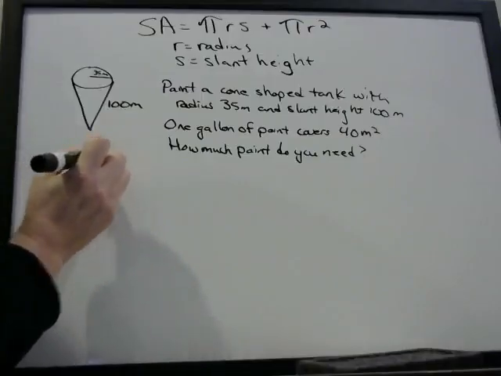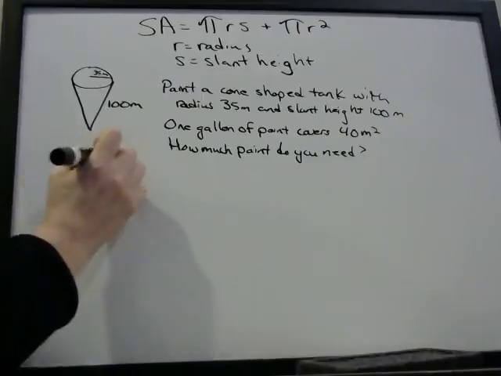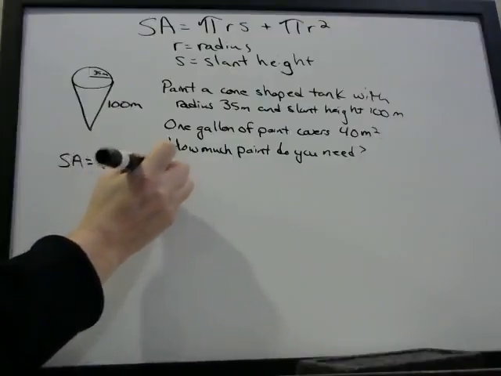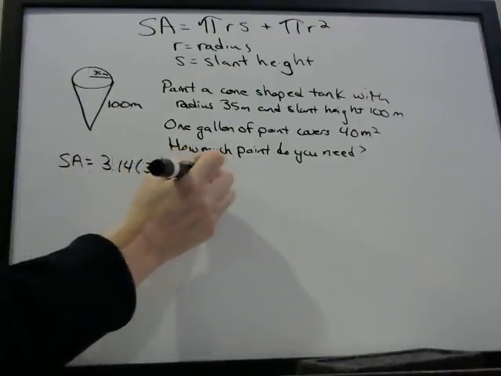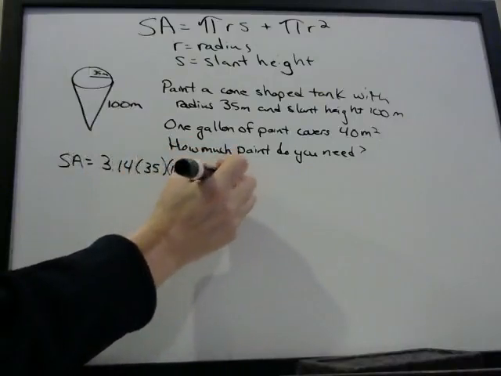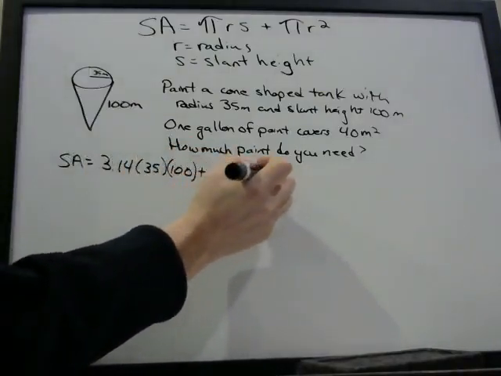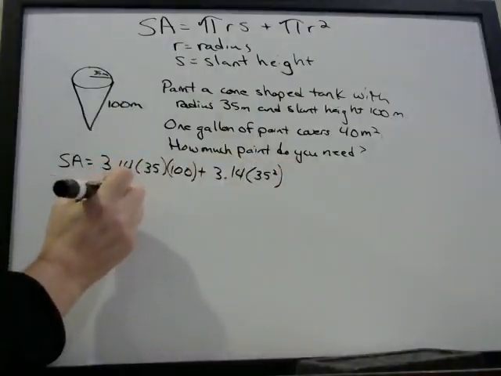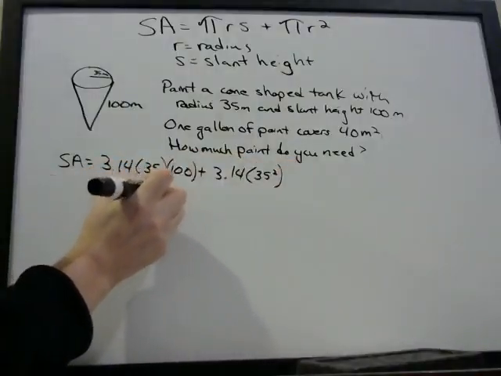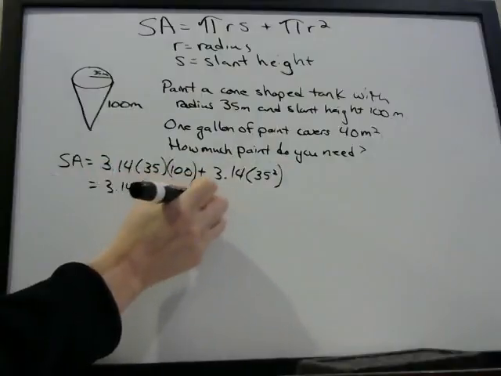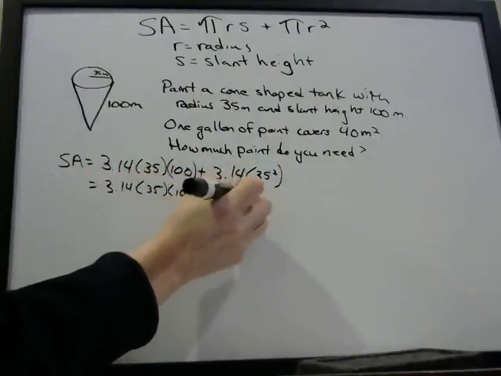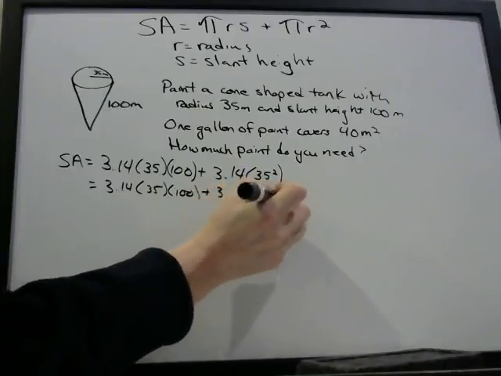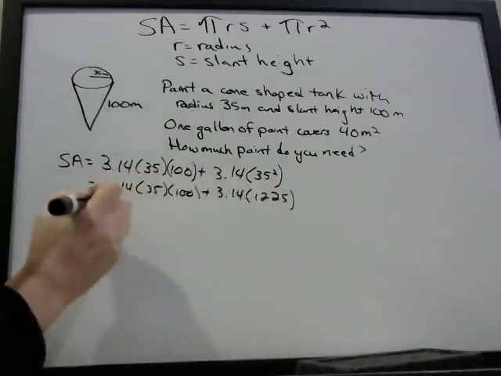So we just figure this out like we normally have. 3.14 times radius times slant height plus 3.14 times radius squared, which is 35 squared. We do the exponent first. 35 squared is 1,225. Put that in your calculator.